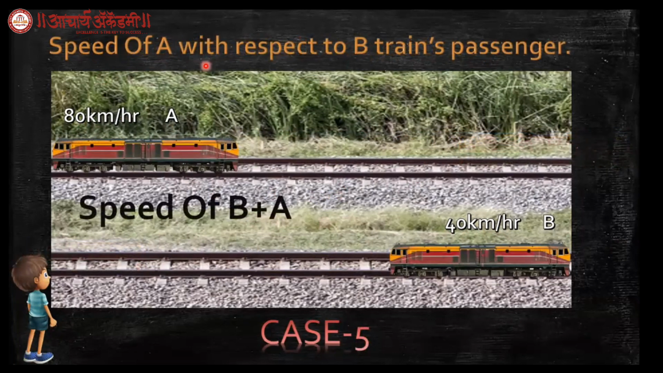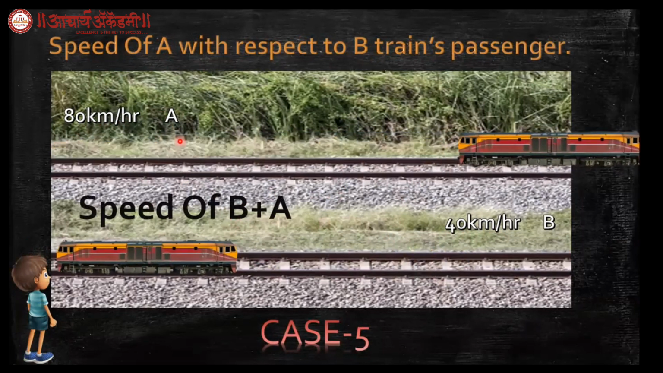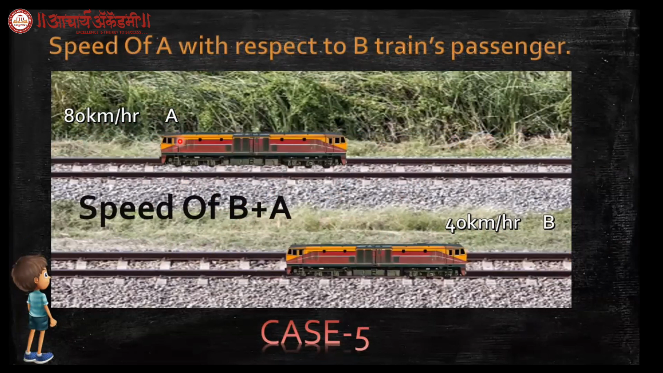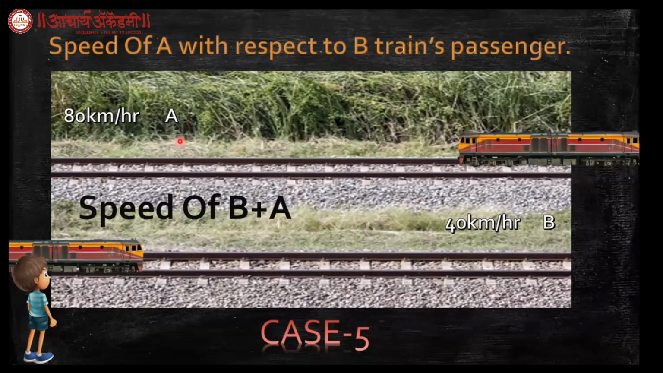Now the speed of A with respect to B. Imagine you are sitting in train B at a window seat on the right-hand side, and beside that train A is passing with 80 km/h. If you are asked what is the speed of A, you will see that train A moves faster. When they both come closer, train A moves faster. So the relative speed is equal to B plus A, that is 80 plus 40, which is 120 km/h. We can see case 5.